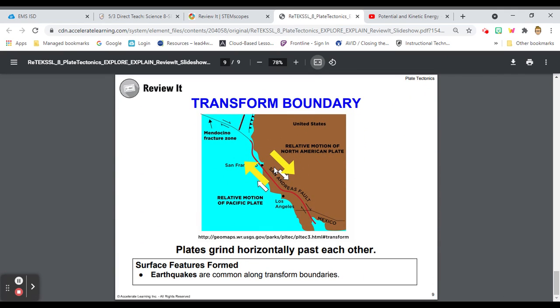Transform boundaries, the most famous one is the San Andreas Fault. And along this type of plate boundary, the plates are side by side and going in opposite directions. And this is how earthquakes form. So these are the main ideas of the three different types of boundaries and the kinds of things associated with each type of boundary.